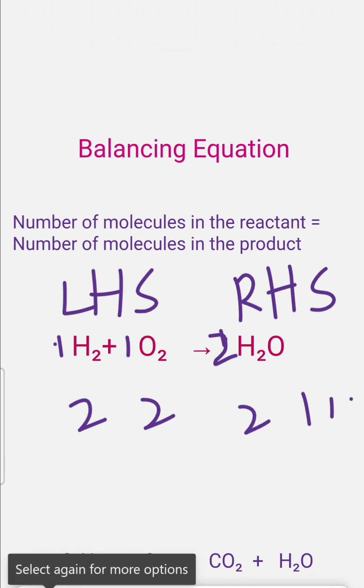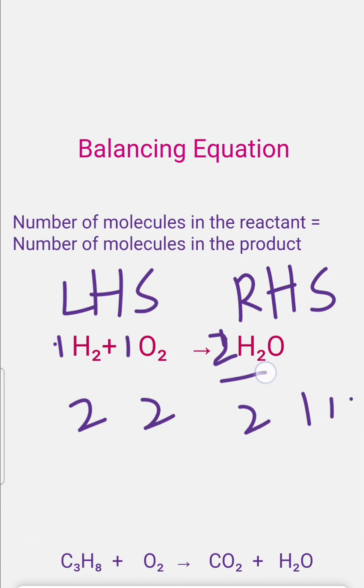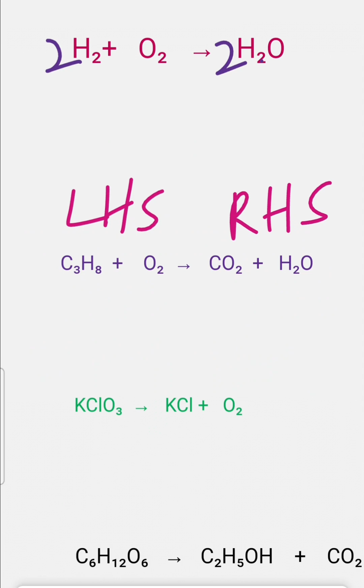Here oxygen is balanced. But what is unbalanced? Do you see? 2 twos are 4. Here 4, and on the LHS side only 2 ones are 2. So what do we have to do? Again we have to put 2 here. Here hydrogen is also balanced. Understood?